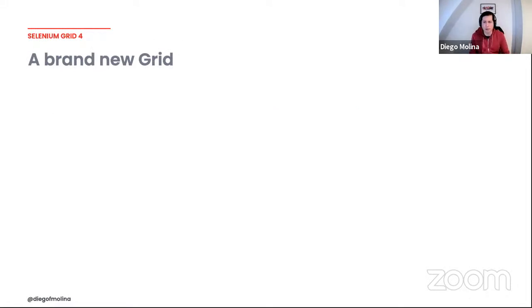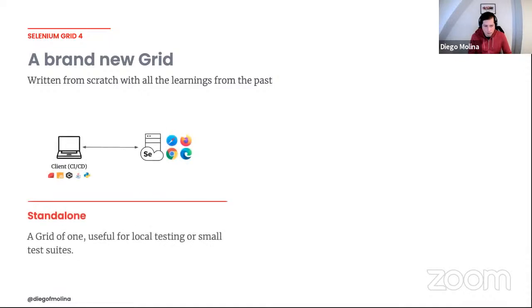So this is a brand new grid. And the important thing is that we're not ignoring the past. So we're writing this new grid, or we wrote this new grid, because we have learned so much from the previous one and from all the workshops we have done, from all the GitHub issues we have received. But the good thing is that we still have the same modes as before.